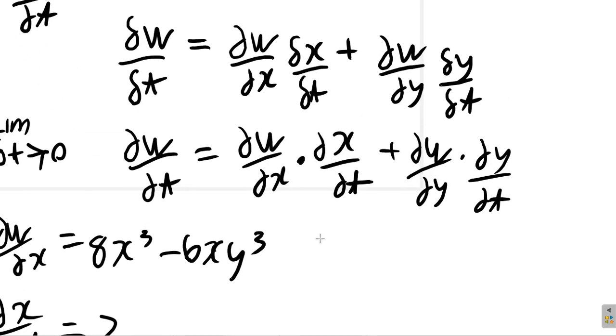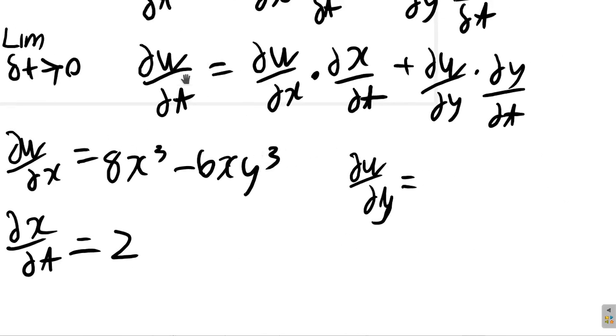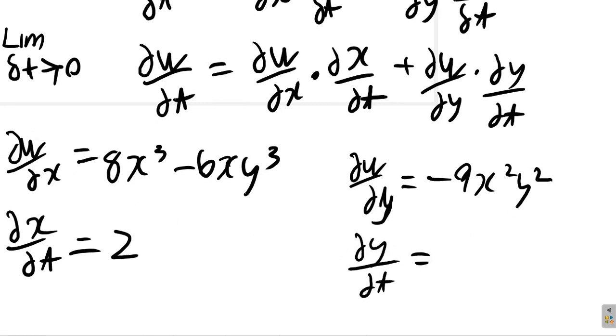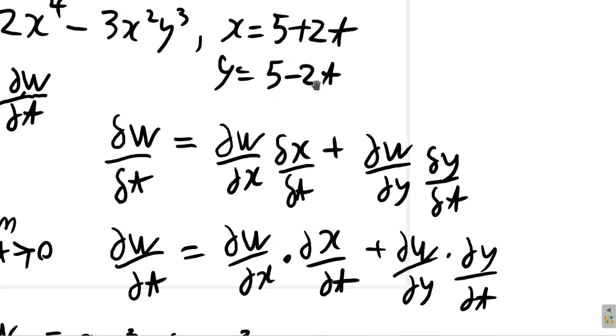Suppose now we want to find ∂w/∂y. What do we get? Well, this is going to be negative 3 times 3, which is 9, negative 9x squared y squared. And ∂y/∂t, you can see here, is negative 2.